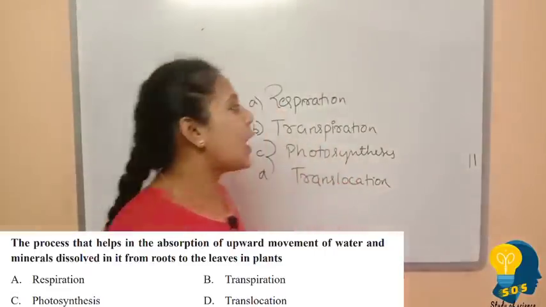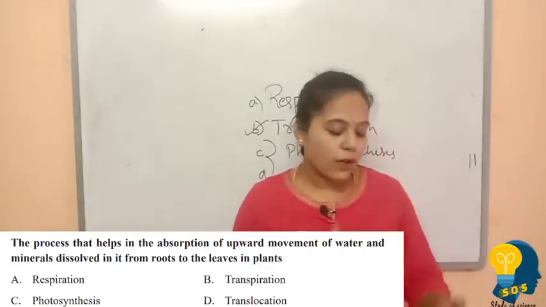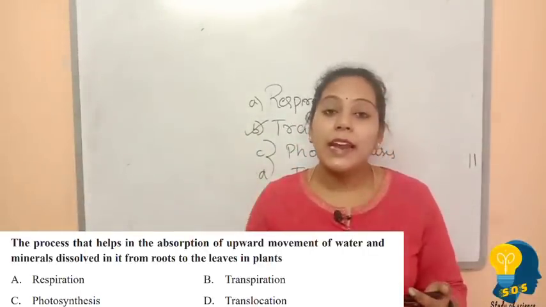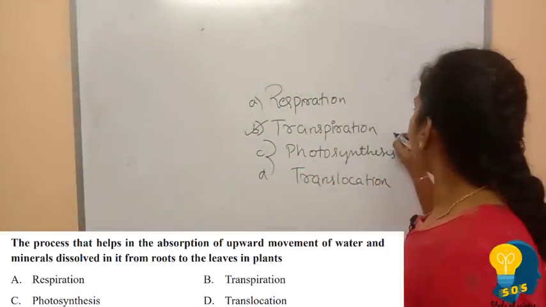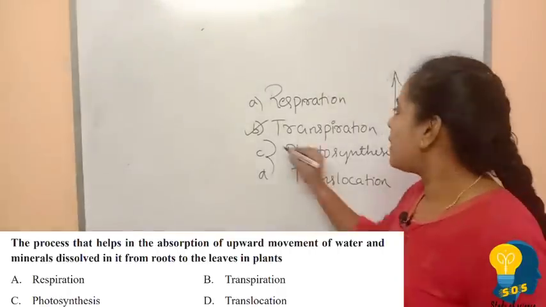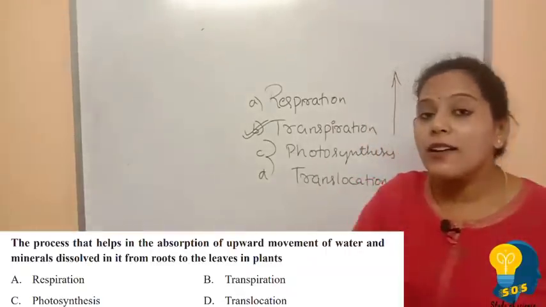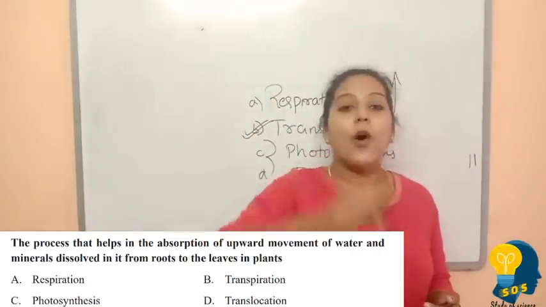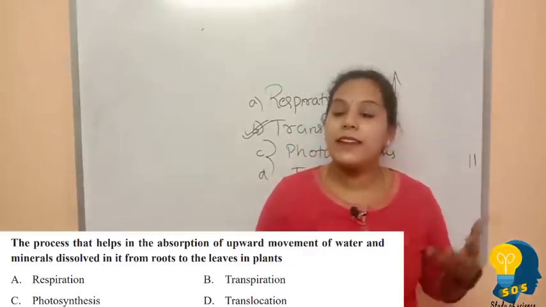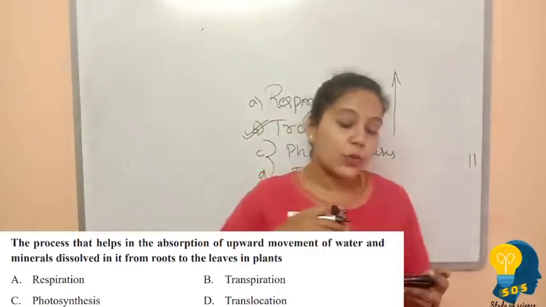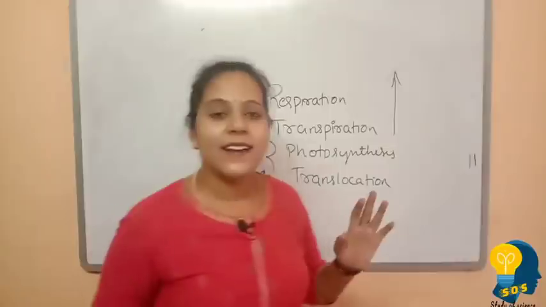So according to our question, option B is the correct answer. Transpiration is the correct answer because the question says the process that helps in the absorption and upward movement of water. In transpiration, the water will go upward. Transpiration is nothing but the loss of water also. If the loss of water has to take place, the water has to be absorbed from the roots; water has to be pulled from the root. So in simple words, transpiration is a loss of water, and it takes place through the upward movement and absorption of water. So option B is the correct answer.